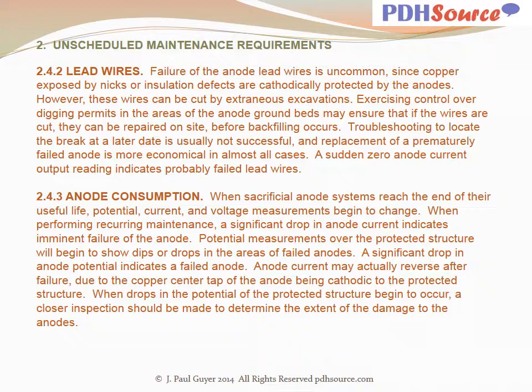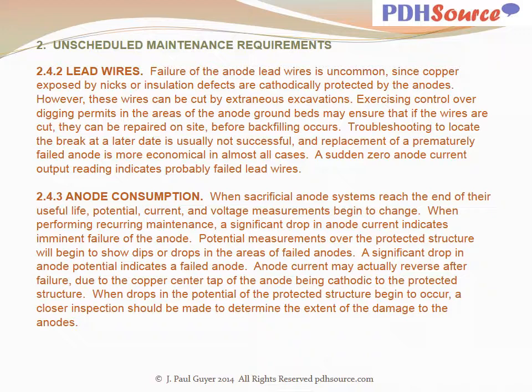With regard to anode consumption, when sacrificial anode systems reach the end of their useful life, potential, current, and voltage measurements begin to change. When performing recurring maintenance, a significant drop in anode current indicates imminent failure of the anode. Potential measurements over the protected structure will begin to show dips or drops in the areas of failed anodes. A significant drop in anode potential indicates a failed anode.